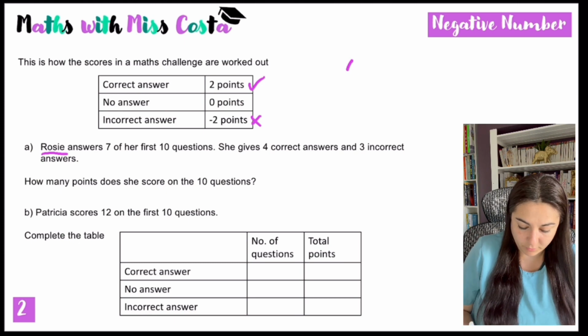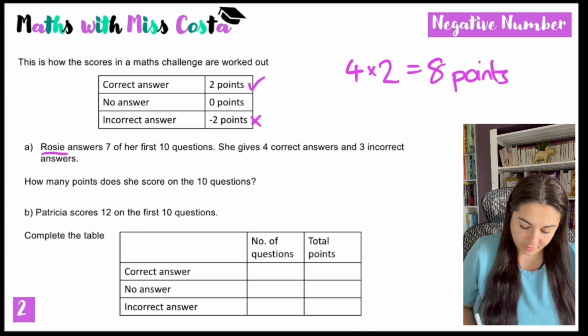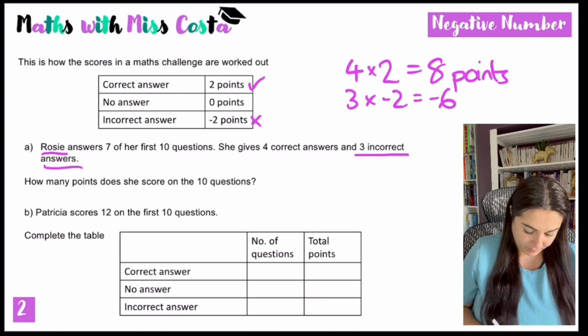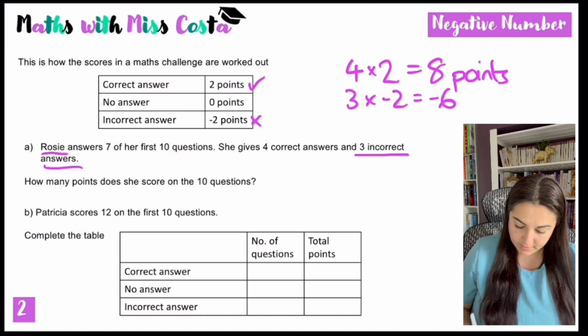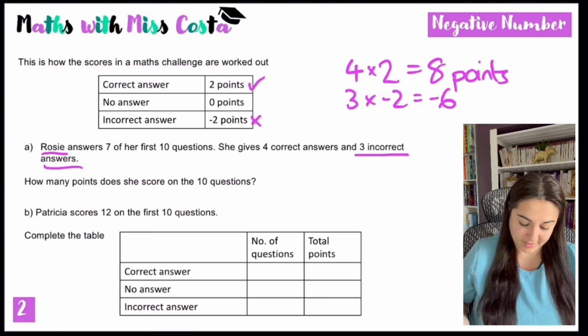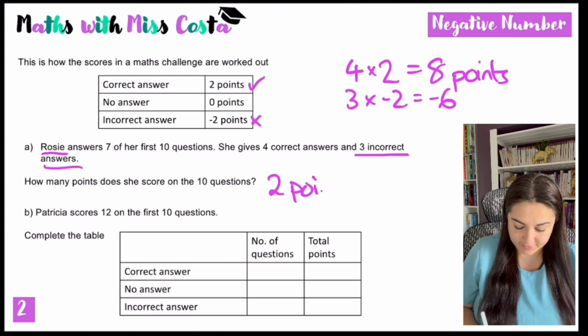So if she gives 4 correct answers, that must mean she gets 4 times 2, which is 8 points. And then 3 incorrect answers. So 3 times -2 is -6. How many points does she score on the 10 questions? So she's scored 8 points, but then she's lost 6 points for the 3 incorrect questions. So she scores 2 points in total.